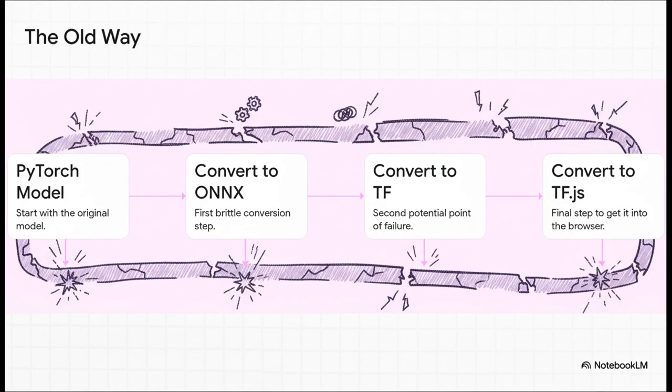And this right here, this is what that maze looked like. This was the brittle, winding path we all used to have to take. You'd start with your PyTorch model, then you had to convert it to ONNX, then you'd try to wrestle that into TensorFlow, and then, finally, convert it all to TensorFlow.js. I mean, look at it. Every single arrow is a place where things could, and often did, go horribly wrong. You'd spend days just debugging converters instead of building your actual app.